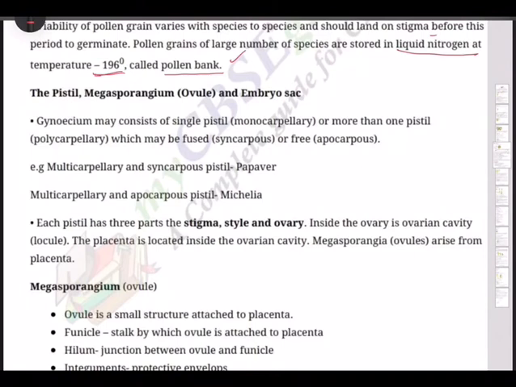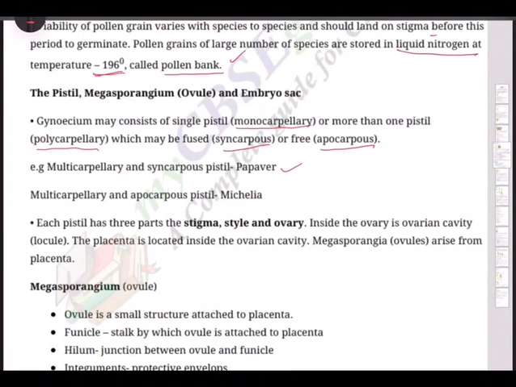And then continuing with the female, the pistil, megasporangium. There it was microsporogenesis, here it is megasporangium and embryo sac. So the gynoecium may consist of a single pistil. If it is a single pistil, we say monocarpellary. More than one pistil, polycarpellary, which may be fused. If it is fused, syncarpous. If it is free, apocarpous. These are the technical words that you must write during your practicals.